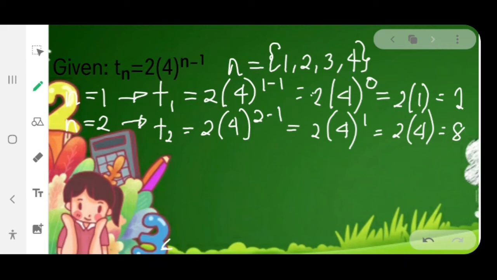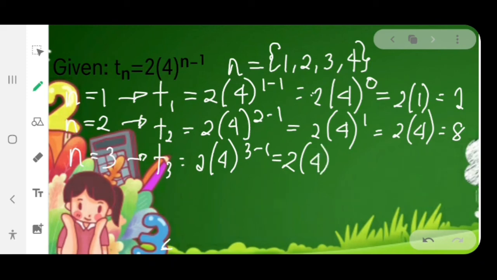And then let us compute for the third term. So n is equal to 3. Substitute 3 to n. We now have t sub 3 is equal to 2 times 4 raised to 3 minus 1. So we have 2 times 4. 3 minus 1 is 2. Then 2 times 4 raised to 2 is 16. Now when we say 4 raised to 2, that is equal to 4 times 4, but not 4 times 2. And then simplify. 2 times 16 is equal to 32.